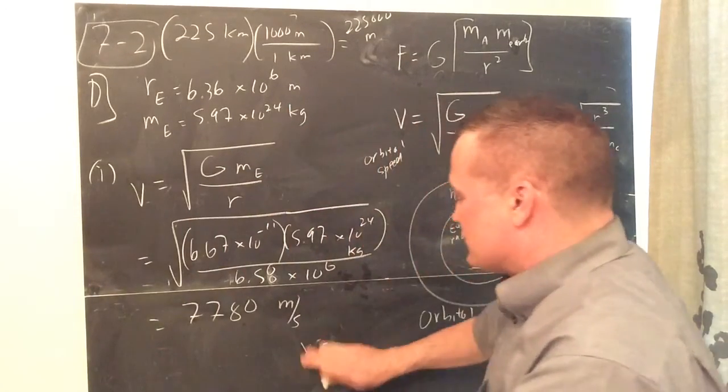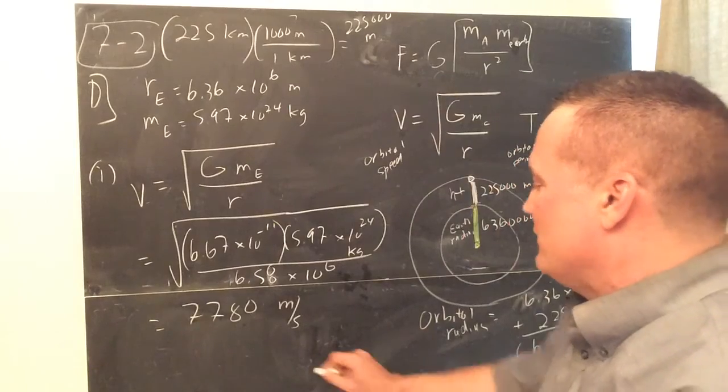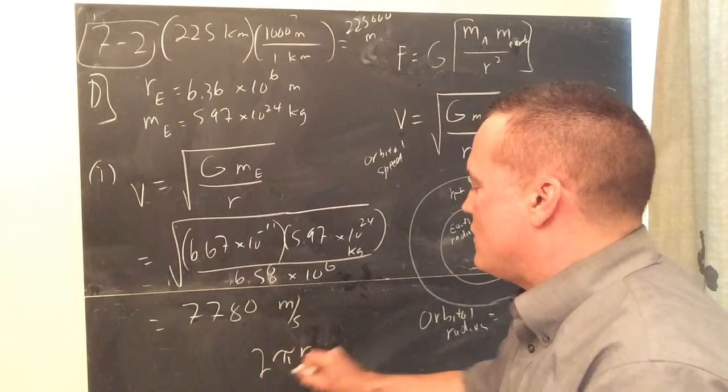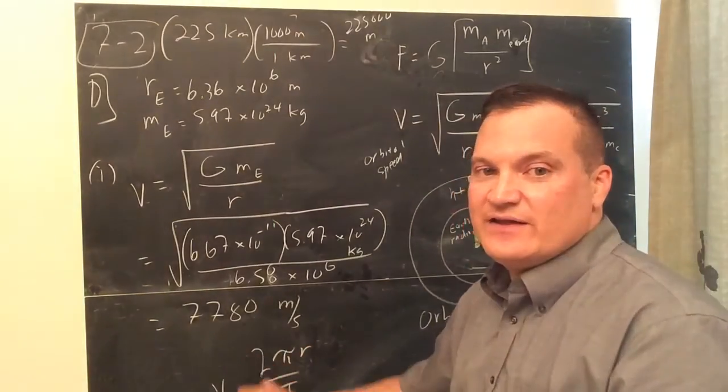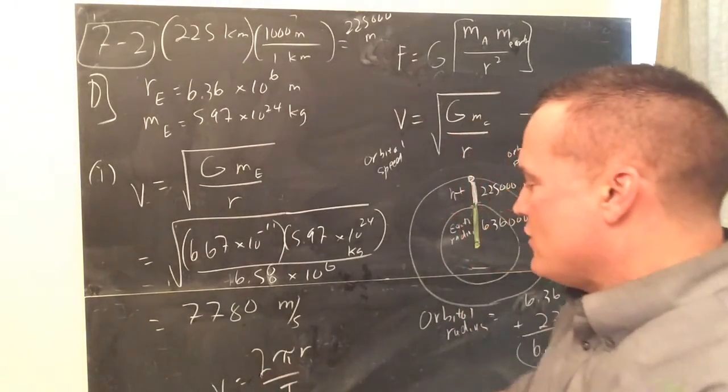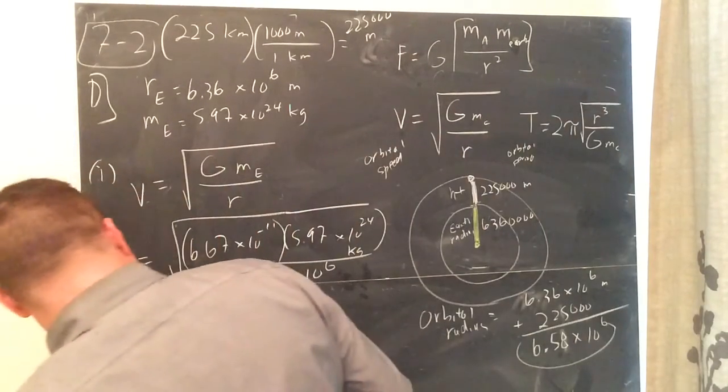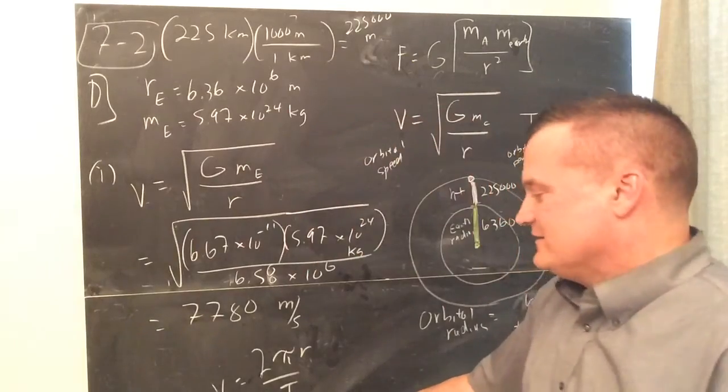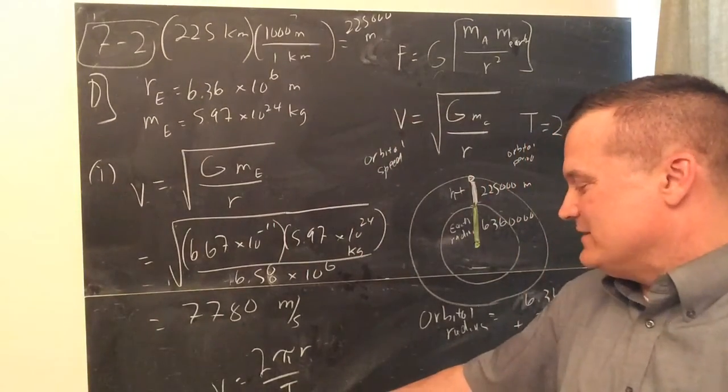You can also do this crazy looking equation. I don't know. Well, all right, let's see. 2 pi r over t. Does that fit on there? Barely. 2 pi r over t. You could find the t that way. All right, you could use that equation and do it. Let's do it real quick.